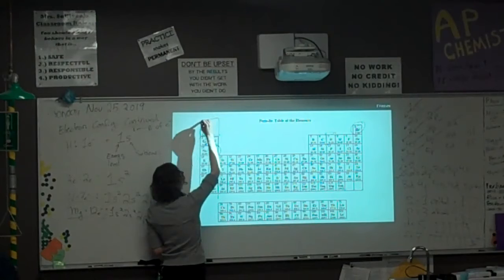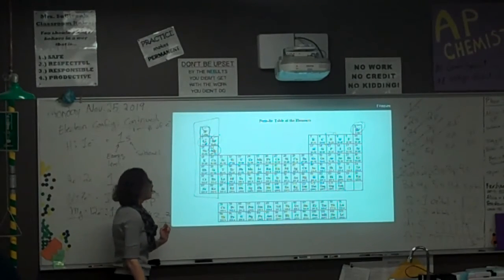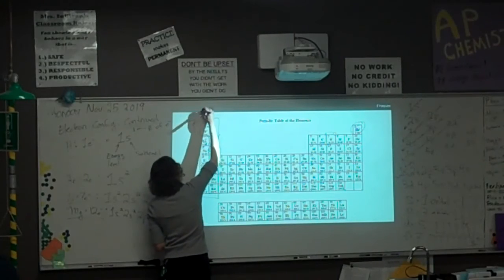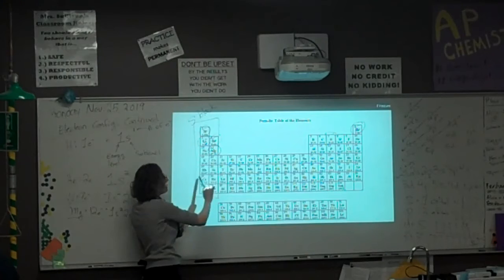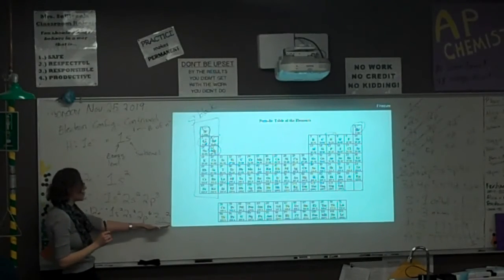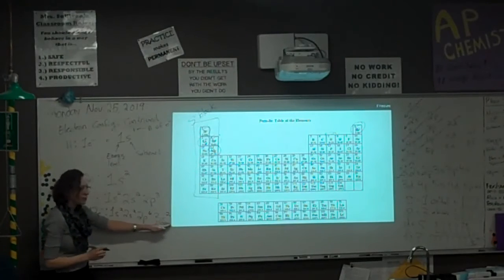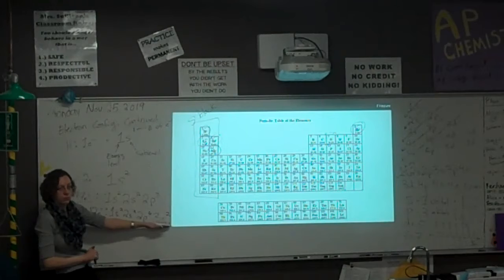These 2 columns on the far left side of your periodic table, this is what is known as the S block. If you have elements on that far left side, those are electrons that are going to go into your S sublevel for the particular energy level that you're in. Any sense?